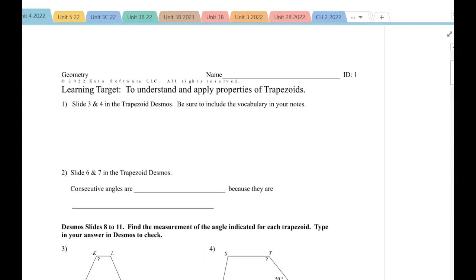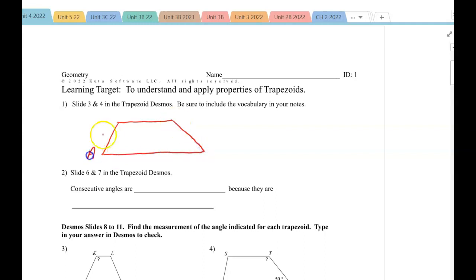Hello geometry students. Today's learning target is to talk about properties of trapezoids, and here are some notes that are similar to the Desmos but not exactly the same. So first, the definition of a trapezoid is there is exactly one pair of parallel sides.